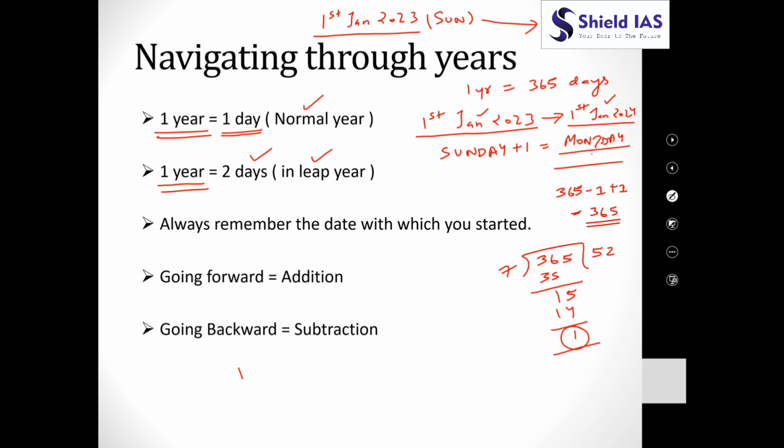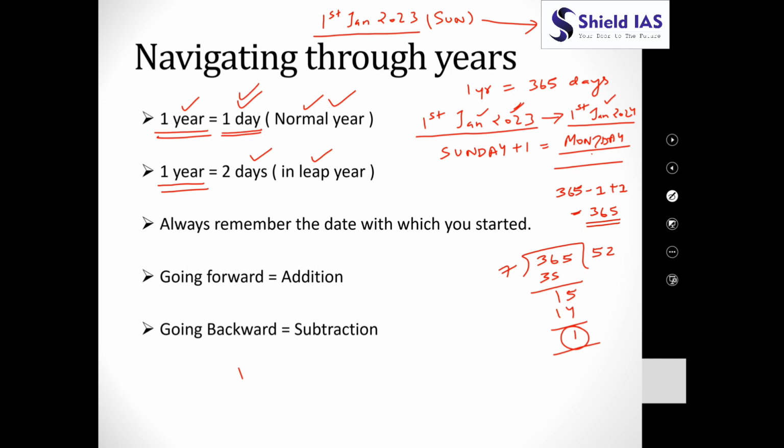So what we have learnt here is, if the particular year is a normal year, then you can treat 1 year as 1 day, right? So 2023 was a normal year or a leap year? We have already seen that it is a normal year because it is not divisible by 4, right? So if it is not divisible by 4, then it cannot be a leap year. We can say it directly by step number 1. So if 2023 is a normal year, then 1 year would be considered as 1 day. Yes, and just add this 1 day while going forward, right?